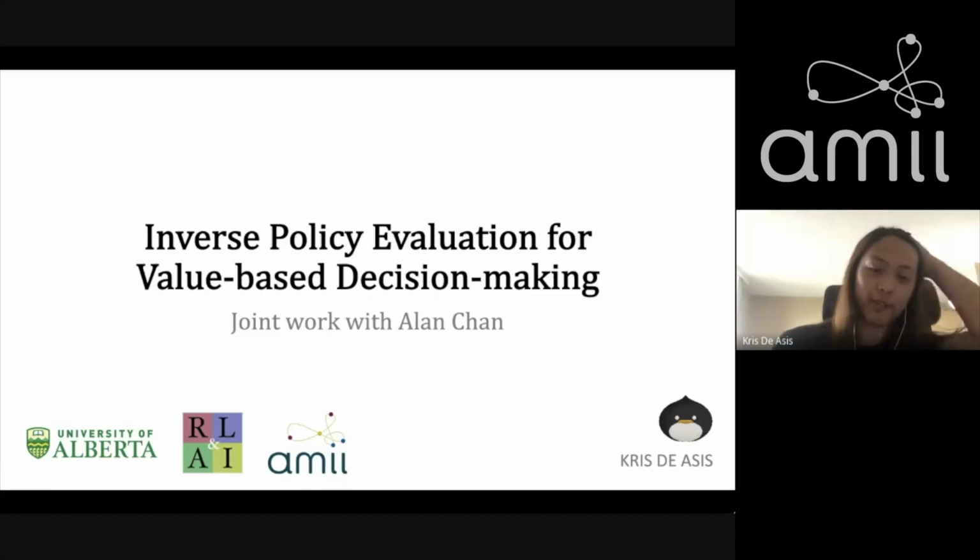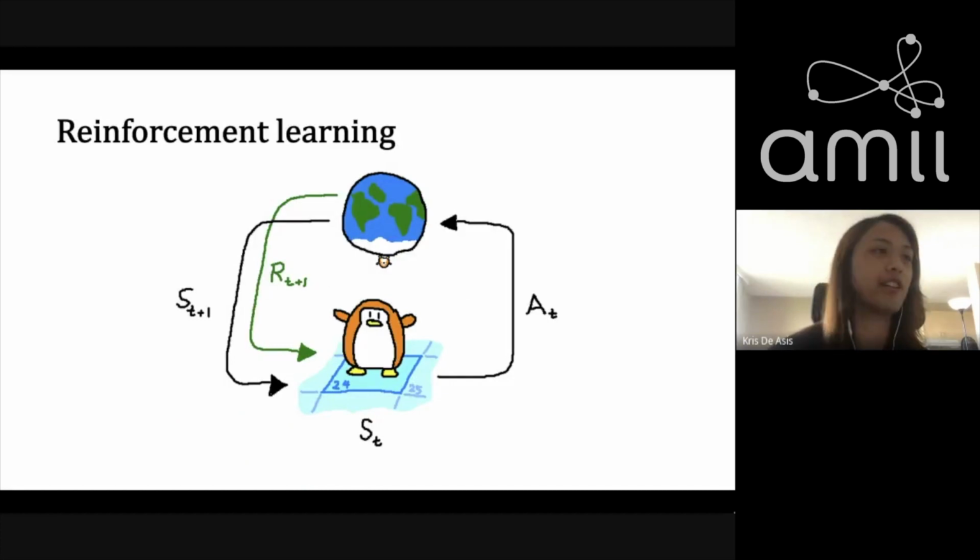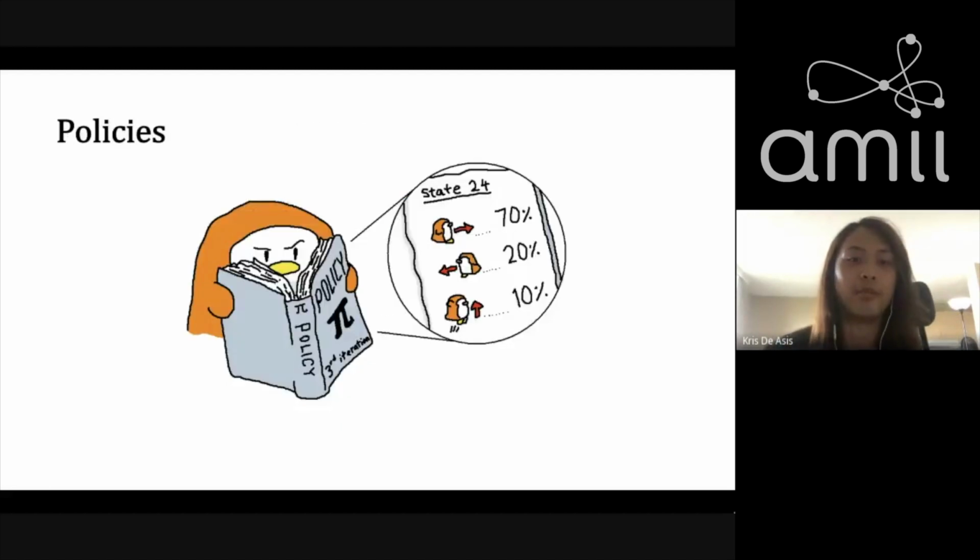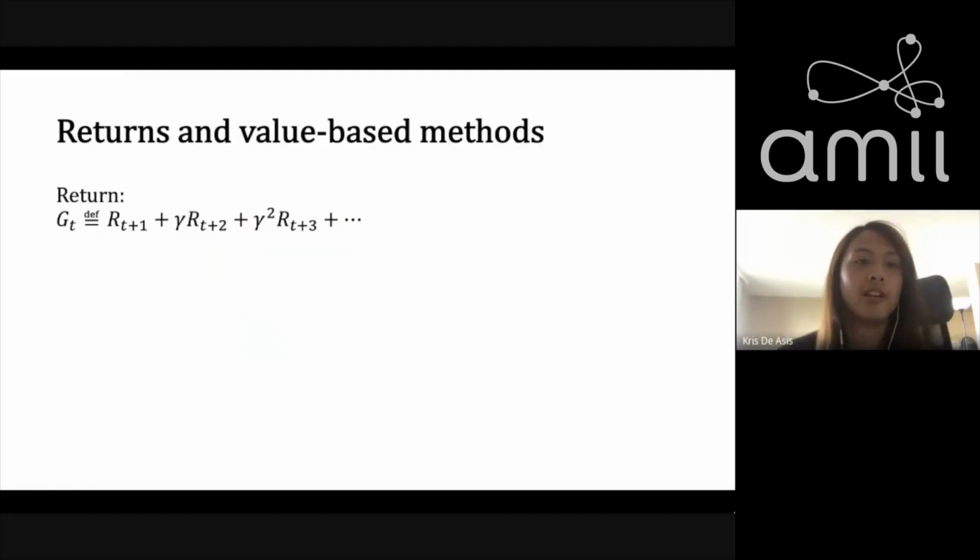So to give a bit of background, this is for a reinforcement learning setting where you've got some agent in some state. It takes some action, and the environment will produce a new state along with some reward signal that you can use to inform your decisions. In particular, these actions are drawn from some policy, which is a probability distribution over actions. The policy is usually learned in a way that tries to maximize returns, which are defined to be these discounted sums of rewards. This talk is about value-based methods, and they approach the problem by trying to predict what the return will be.